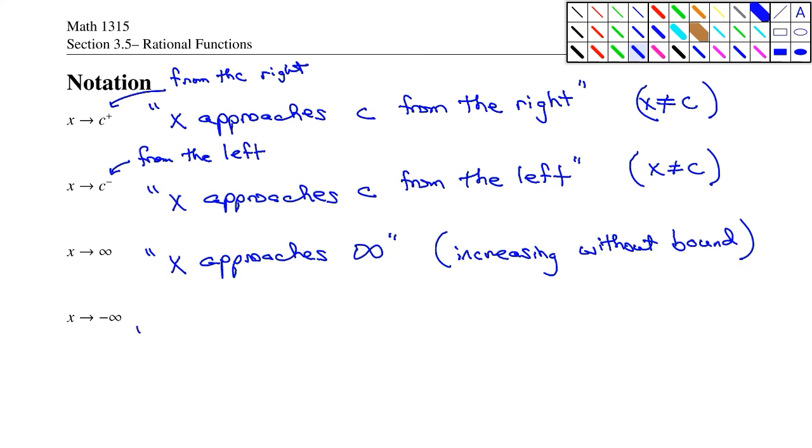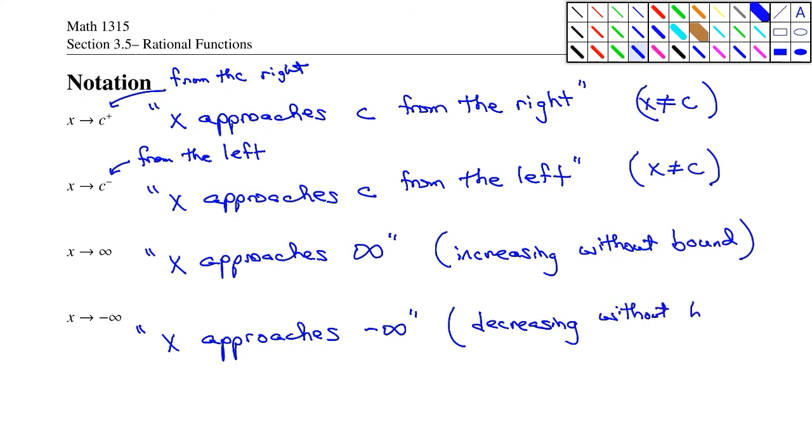And then we have x approaches negative infinity, which means the x values are decreasing without bound. So let's take a look at some examples.